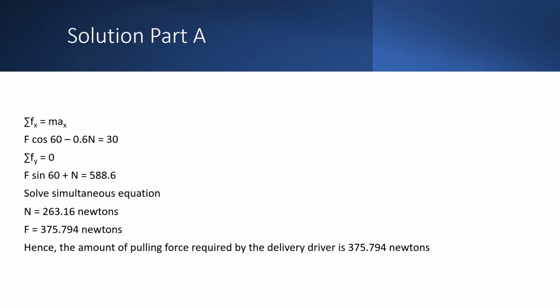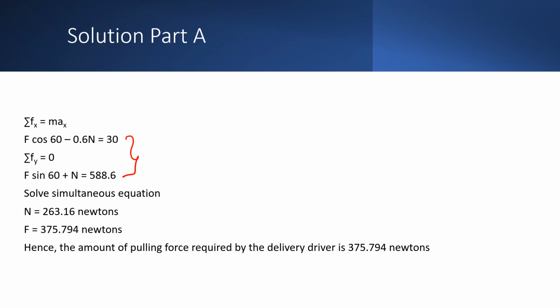So right here are the equations given again, written down in a more clear fashion for you to see. F cosine 60 minus 0.6 N is equal to 30, and F sine 60 plus N is equal to 588.6. These are two equations and hence can be solved in a simultaneous manner. Simultaneous equations, as we were taught in algebra, are two equations with similar characteristics that can be solved to find answers that satisfy the two equations.